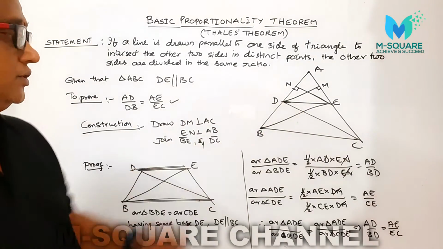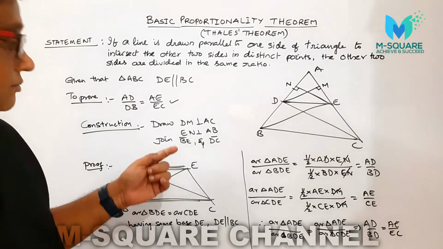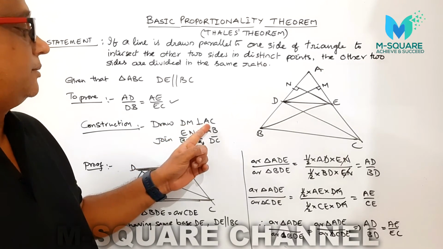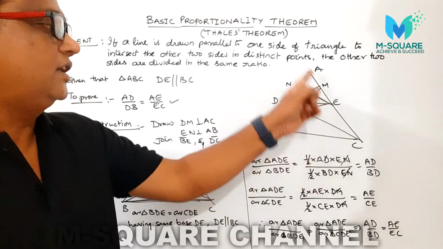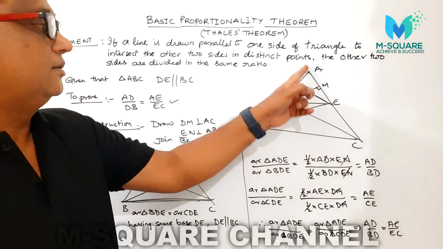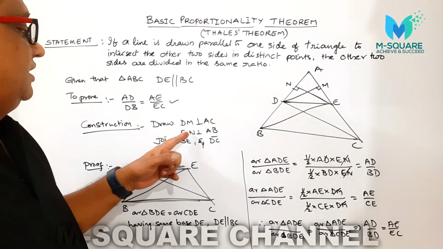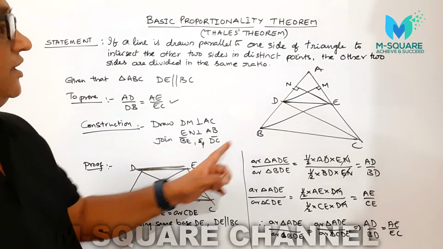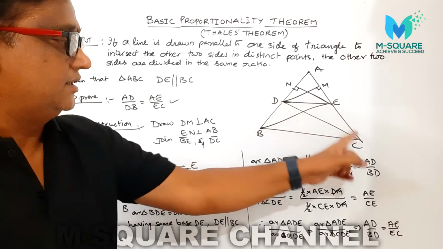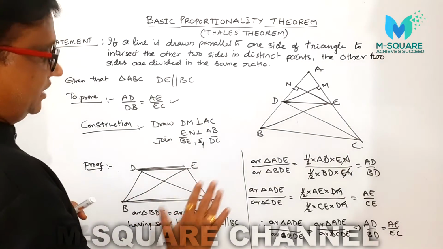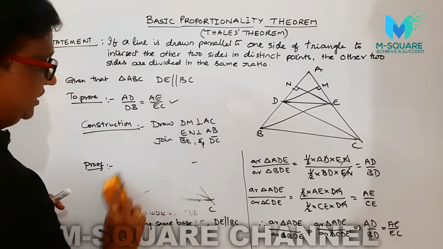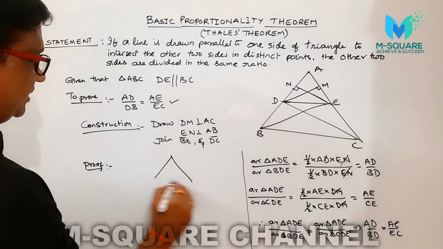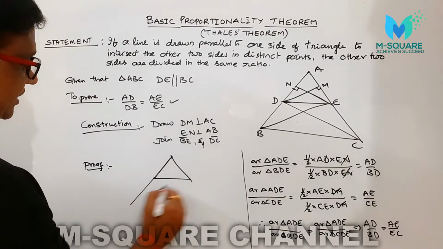To prove this, we take the help of a construction. Draw DM perpendicular to AC or AE, and EN perpendicular to AB. Join BE and DC. First of all, we take the first triangles, that is ADE and BDE.